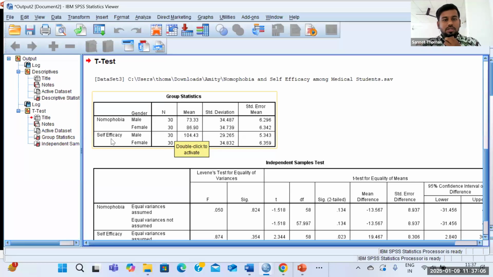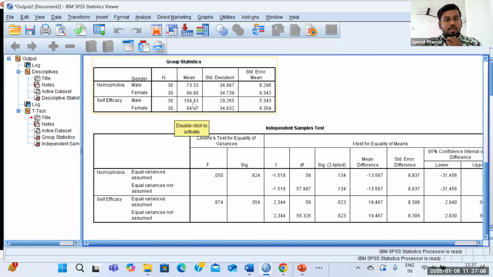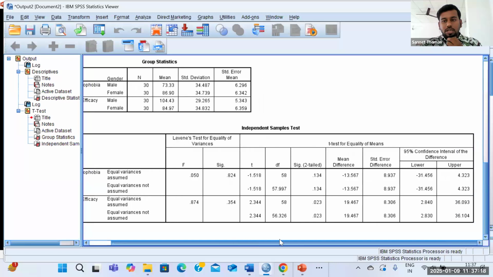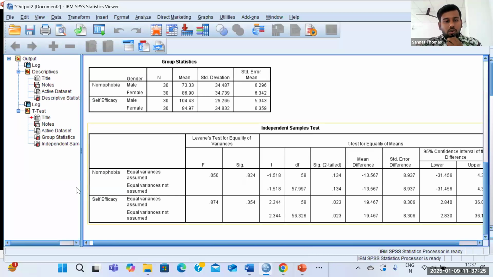Similarly, if we talk about self-efficacy, males have a higher level of self-efficacy compared to females, because the males' mean value is higher. Also, we can find out the significant difference here, the significant two-tail. This result shows that only in self-efficacy can we see a significant difference. When it comes to nomophobia, there is no significant difference at all. So this is the way we can do the statistical analysis with the help of SPSS.